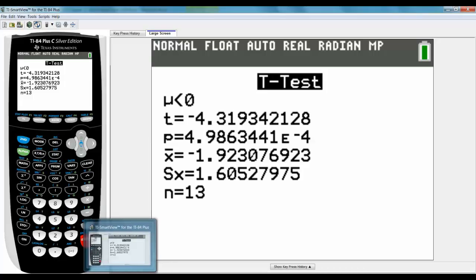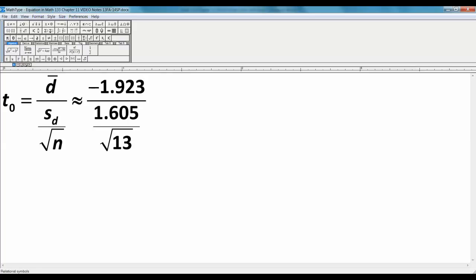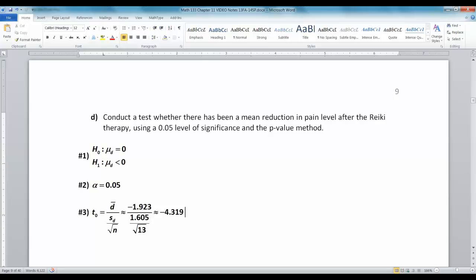So let me go back and type that up. So this is t0 equals negative 4.319. Beautiful. Step 3 is done.